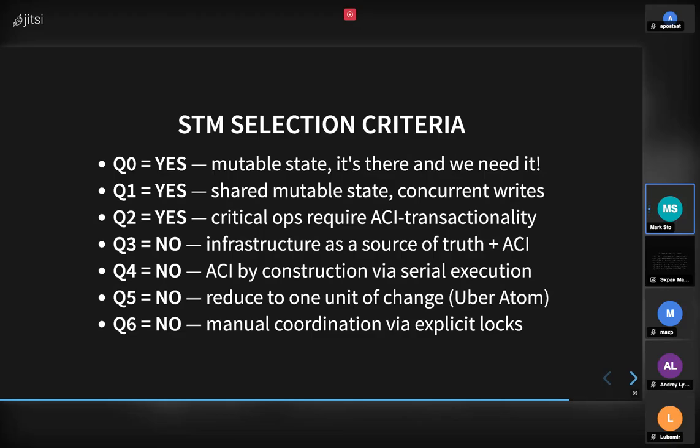Yes, the state changes over time, affecting the behavior of the system. It's there and we need it. Yes, there is a shared mutable state, the multi-writer situation, and concurrent writing is possible. Yes, critical operations require AC transactional behavior.